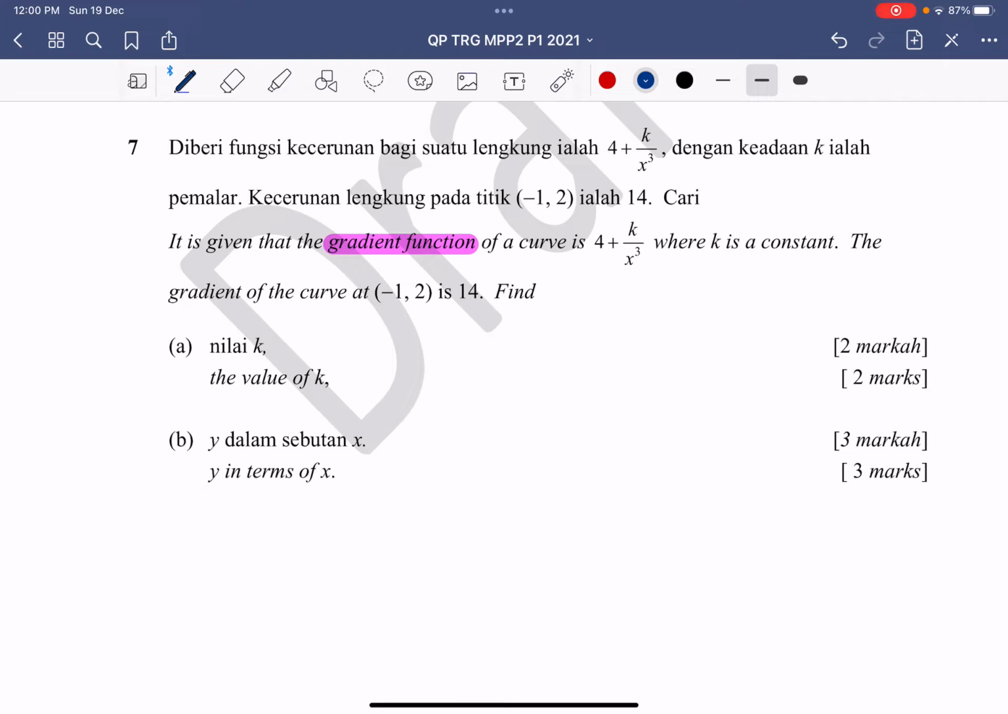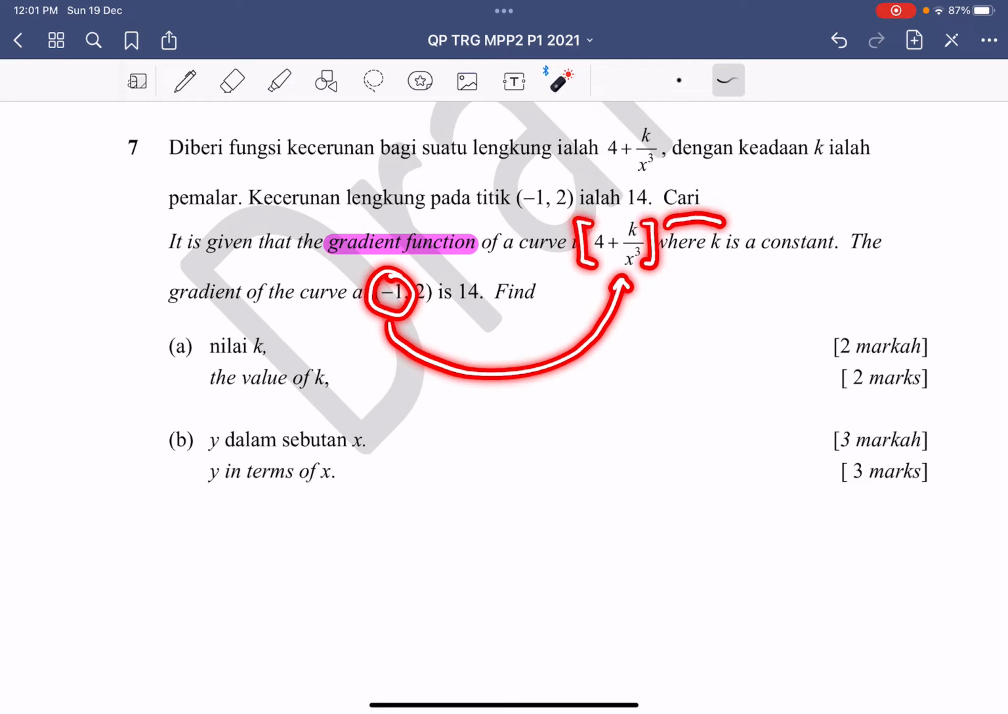So the concept we need to use is actually the gradient function. These gradient functions are actually used to determine the gradient of the curve at particular coordinates. So for these questions, to find k, the concept that we need to use is that when we sub -1 into the gradient function, we should get the gradient equals to 14 as stated in the question.